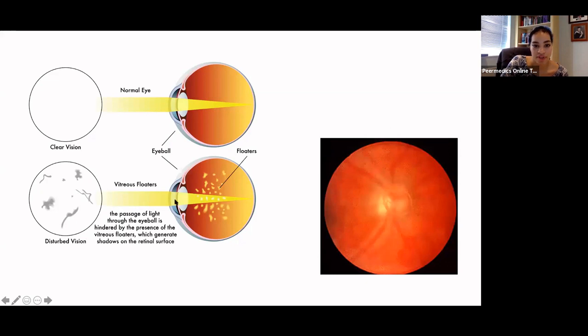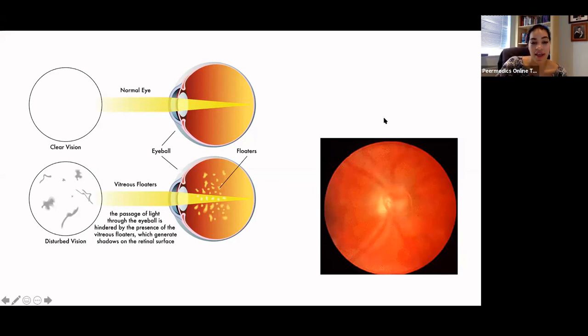So this is what we're talking about, the floaters. This is why you get the floaters in the actual vision. You've got the floaters, which are the deposits in your vitreous humor, and it hinders the passage of light through the eyeball. And this is also just another picture of a Weiss ring that we talked about with the posterior detachment, because as we said before, that's implicated in vitreous hemorrhage and is also a cause of floaters.